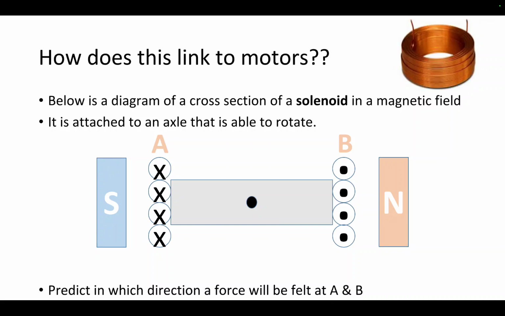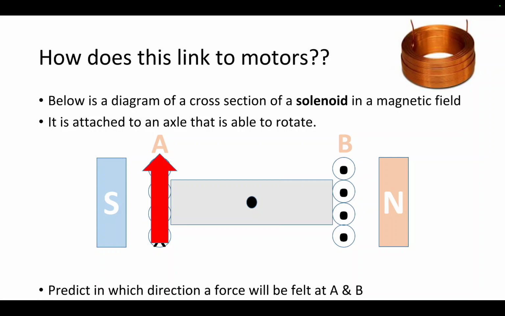So for A, we've got north to south, so your first finger should point to the left. And it's a cross, so it means that the current's going away from you. So your first finger should point to the left and your second finger will point into the plane of the diagram. And your thumb will be pointing upwards, like this.